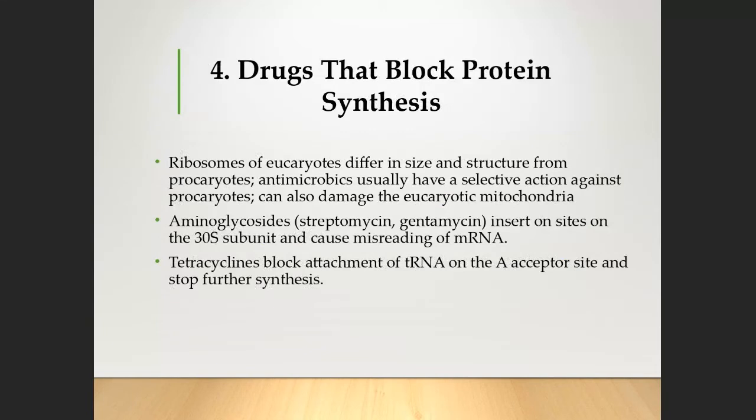The drugs that block protein synthesis, several of them, for example aminoglycoside, will block the 30S subunit, which is the smaller subunit. If you remember, this is the bigger subunit, this is the 50S, and this is the 30S subunit. So aminoglycoside actually blocks this smaller subunit. Tetracycline, for example, will block the larger subunit.